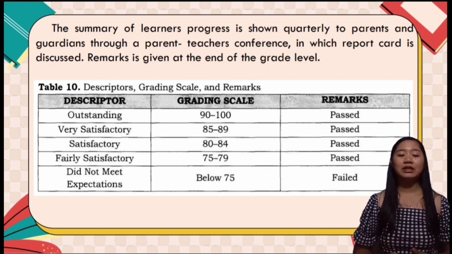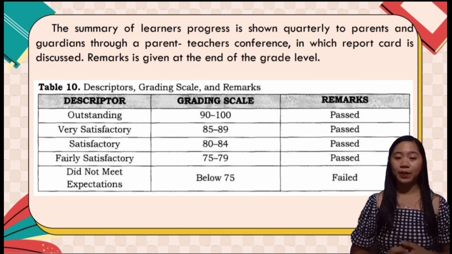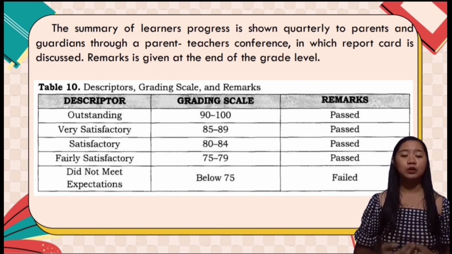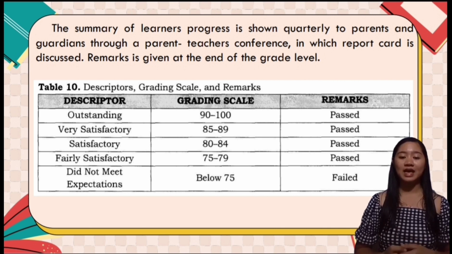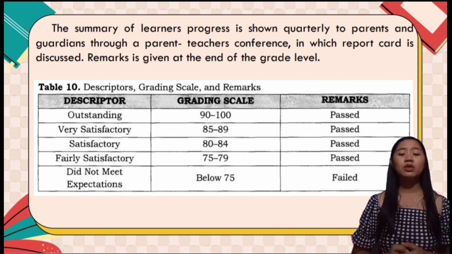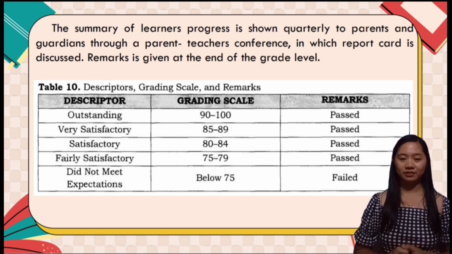So the summary of learners' progress is shown quarterly to the parents and guardians through the parent-teacher conference, in which report cards are discussed. Remarks are given at the end of the grade level. So, Table 10 shows an example of the descriptor grading scale and remarks.